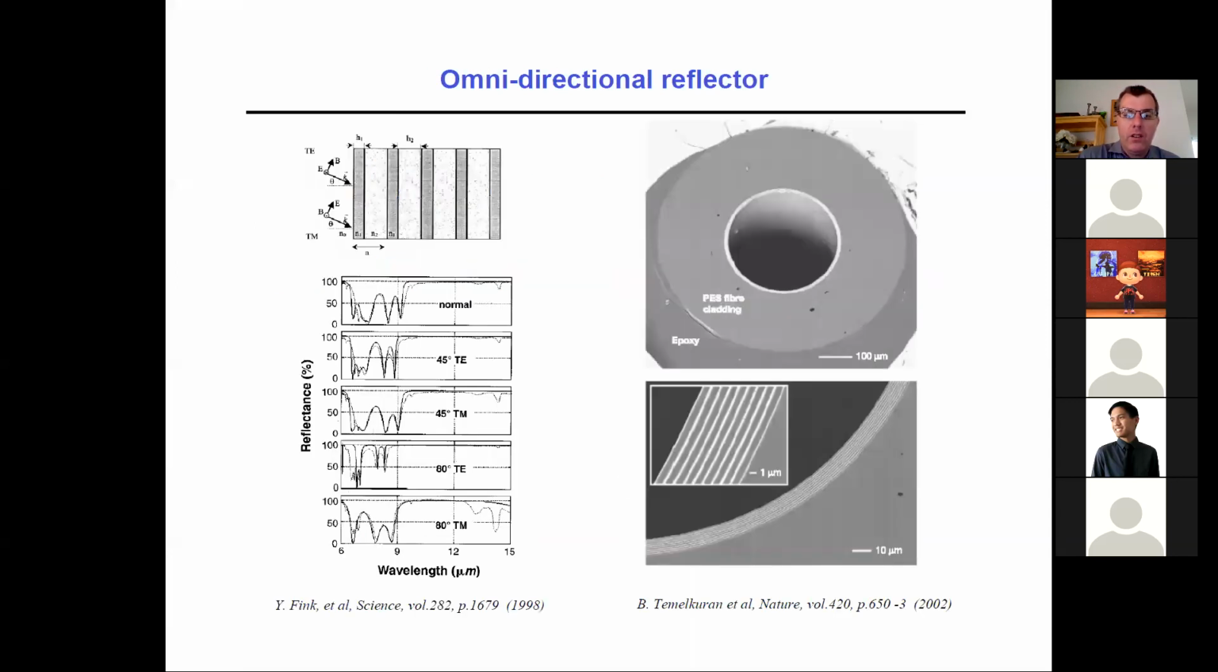And so this has led to all sorts of different work on omnidirectional reflectors. Some people realized that they could make better fiber optic cables for certain applications if they put a periodic system around a hollow core. Can anybody think of why you would want a hollow core fiber?